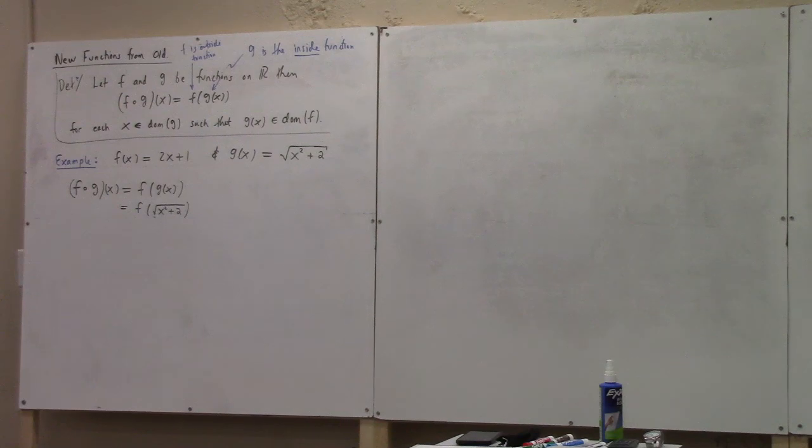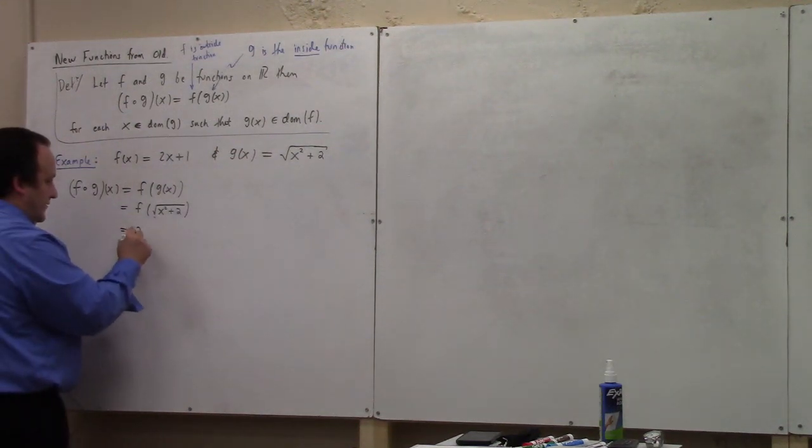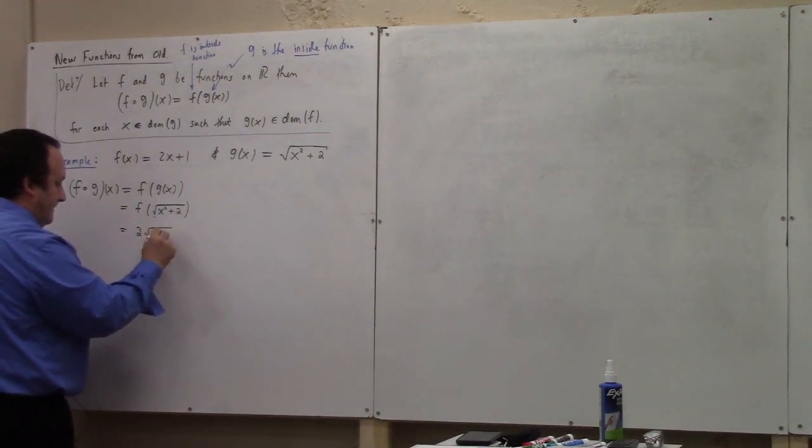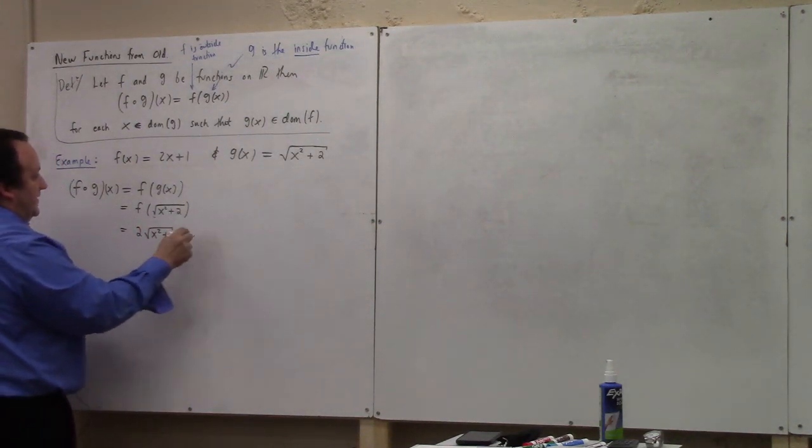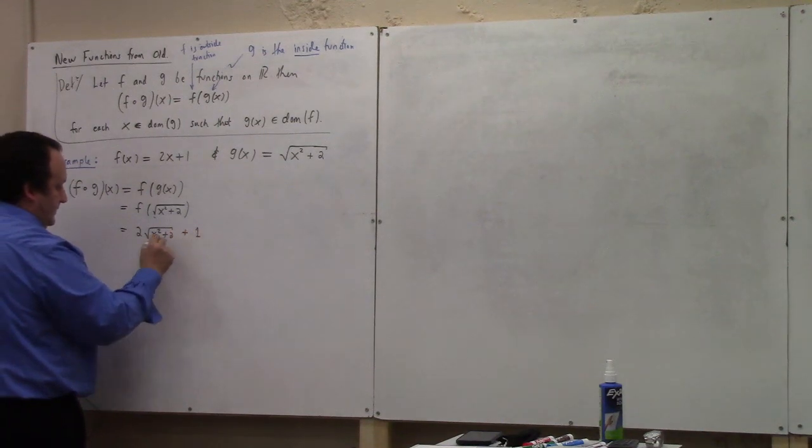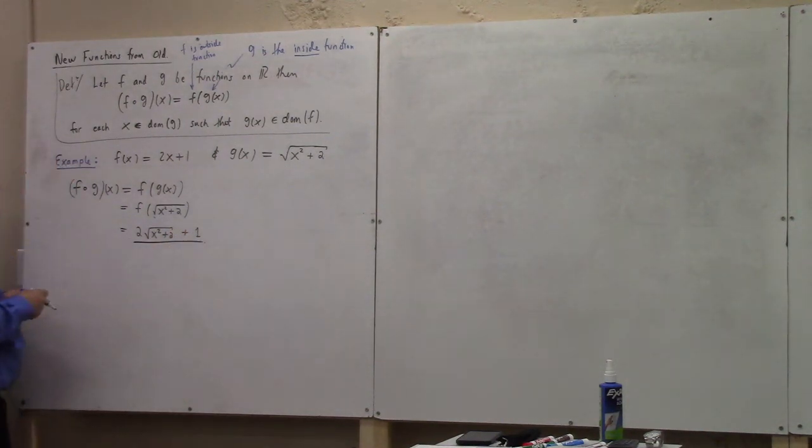And what do we have to do? What does f do? f takes the input, multiplies it by 2, and adds 1, right? So that's what we have to do. We take the input, which in this case is the square root of x squared plus 2. We multiply it by 2, and then we add 1. And there you go. That's the composite. How many people can't follow what I just did? Okay. So at least one person needs me to do it in a different notation.